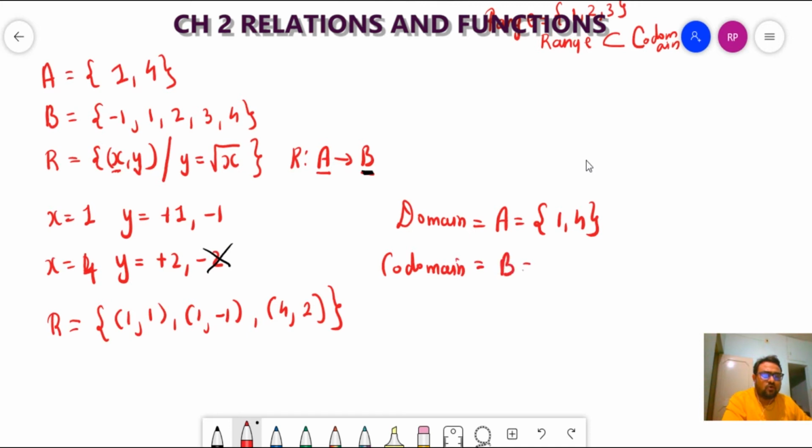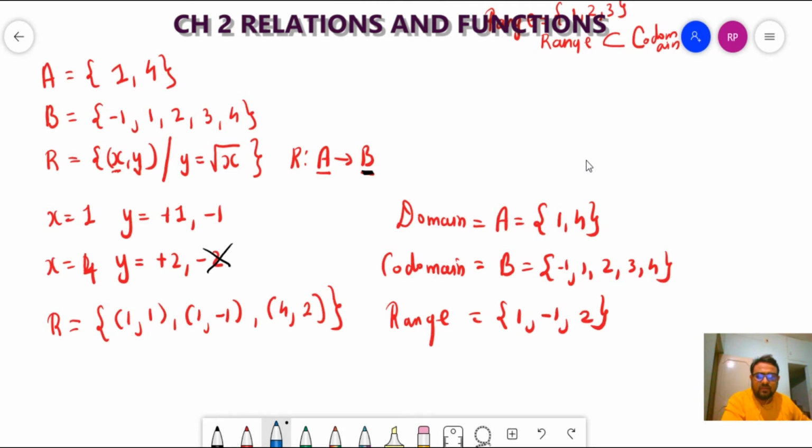Codomain will be equal to B, and that will be equal to -1, 1, 2, 3, 4. And what will be equal to the range? Range will be equal to 1, -1 and 2. See here, the image of 1 is 1, 1 is -1, and the image for 4 is 2. So this is the range. So I hope you will be easily able to differentiate codomain and range. Clear? So now let's move to exercise 2.2.